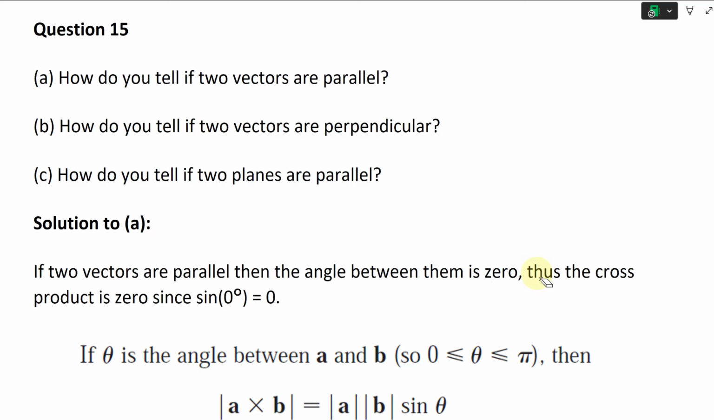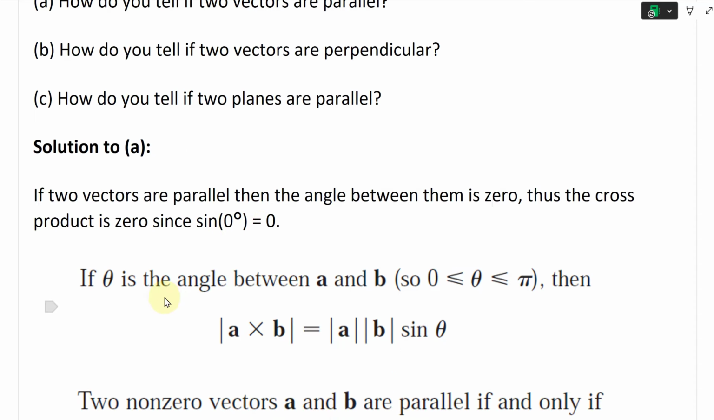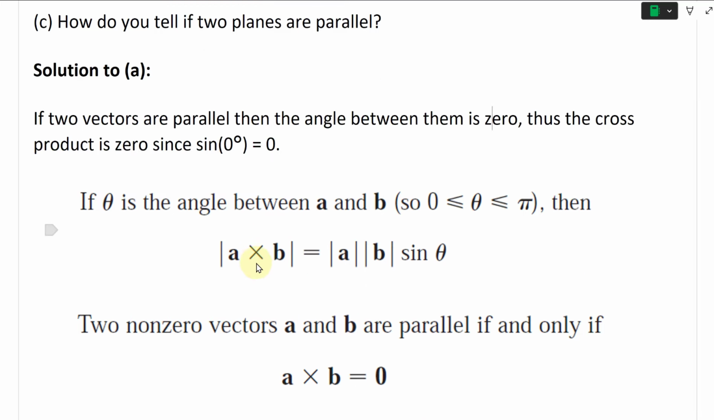And then we could take the cross product. If two vectors are parallel, then the angle between them is 0. Thus the cross product is 0, since sine theta, sine 0 degrees, is equal to 0. Recall that the cross product, if theta is the angle between A and B, where theta is between 0 and pi, then the length of the cross product is equal to the length of A times the length of B times sine theta. And remember, sine looks like this, and at 0 it is equal to 0.